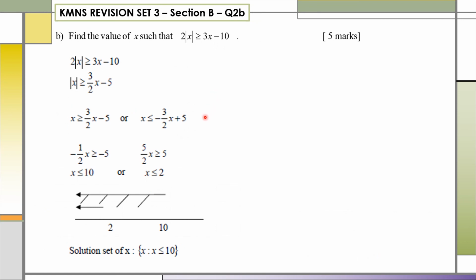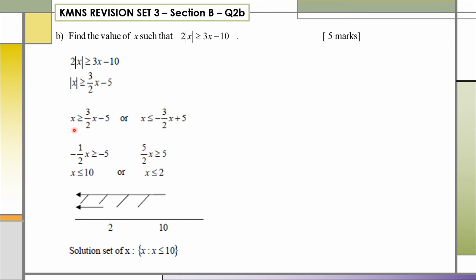And from set 3, it has question 2b, where it asks you to find the value of x. So the value of x here can be found when you separate them into two equations like this. But before I separate them into two equations like this, what I did is just bring 2 to the other side. So we have only modulus of x here. So this is just to reduce your confusion on how to separate them into two. So since it is greater than, we are going to use the word or.